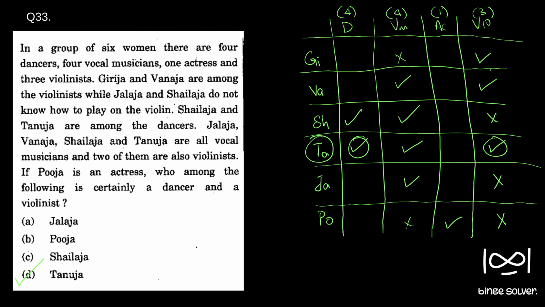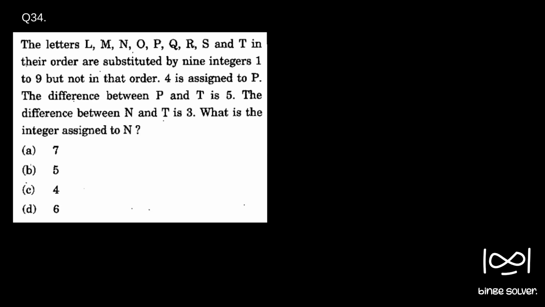Moving on to next question, question 34. The letters L, M, N, O, P, Q, R, S and T in their order are substituted by 9 integers 1 to 9 but not in that order. 4 is assigned to P and the difference between P and T is 5. So it is given the difference between P and T is 5.